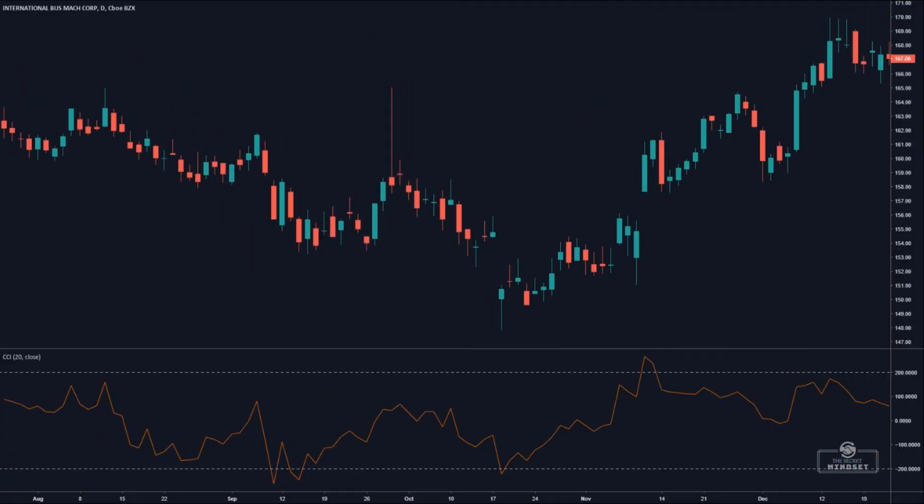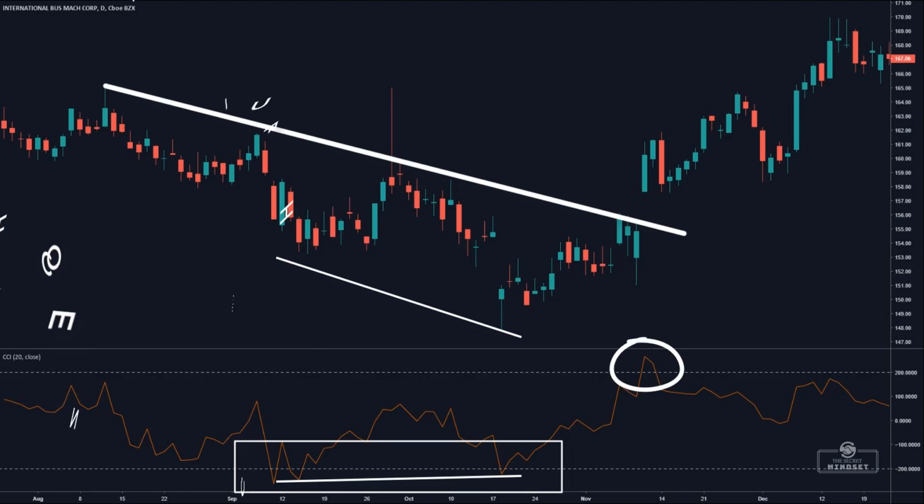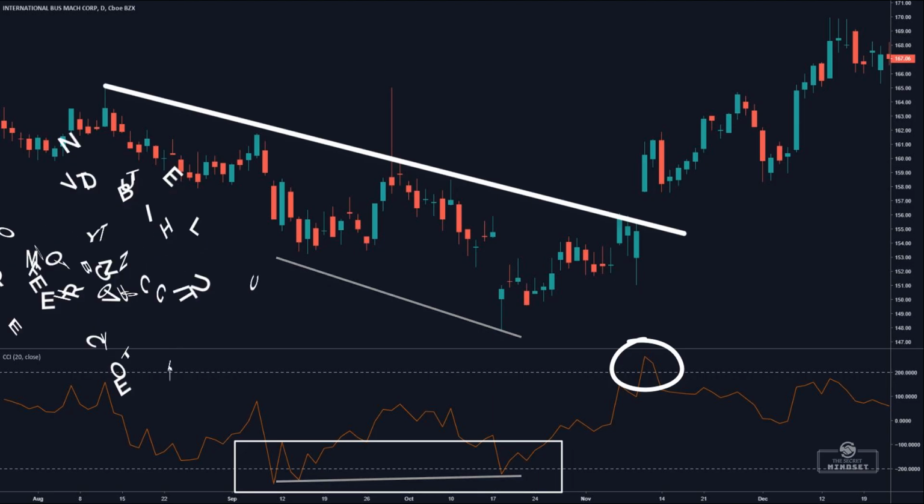Here's the IBM stock, and here's the -200 level hit twice, the regular divergence, and the trendline breakout. Don't be afraid to enter the market when you see the CCI reaching overbought conditions, because this is a classic beginner mistake.